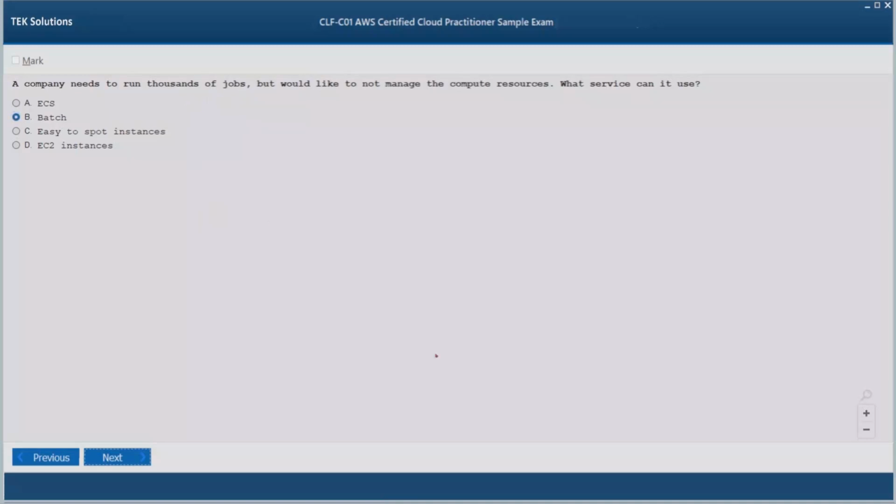In Batch you can run thousands of jobs and you don't need to worry about managing the compute resources. ECS is not the correct answer here because you need to manage the compute resources, and it's totally different, and it's talking about thousands of jobs. Okay, next, EC2 Spot Instances. This is something not relevant here. EC2 instances, again it's hardware maintenance and a lot of things come into the picture. So B, Batch is the correct answer.